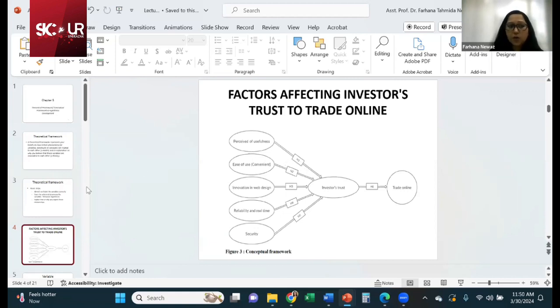Okay, then what is your hypothesis, right? Hypothesis will be when you give the statement of the relationship of the variables. So first arrow, you consider that perceived usefulness is affecting investors' trust, right? So you are saying that the more the perceived usefulness, the more the investors' trust. So you are explaining there is a significant relationship or positive relationship between perceived usefulness and investor trust.